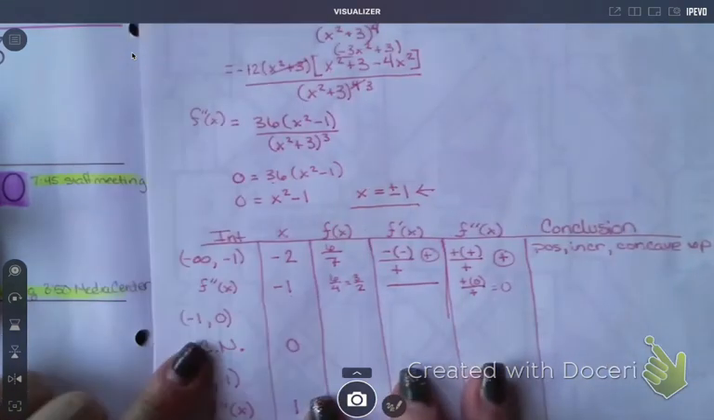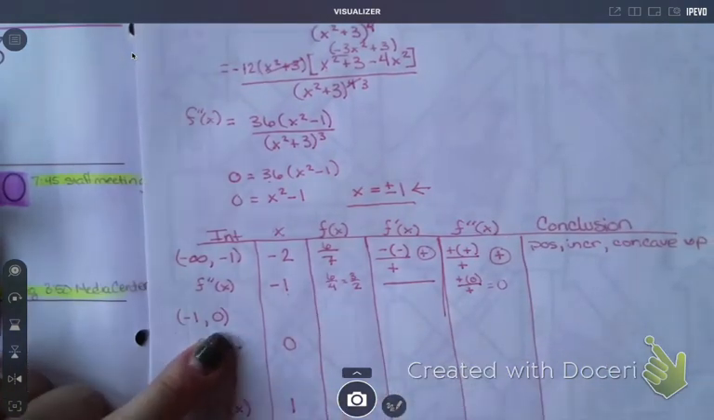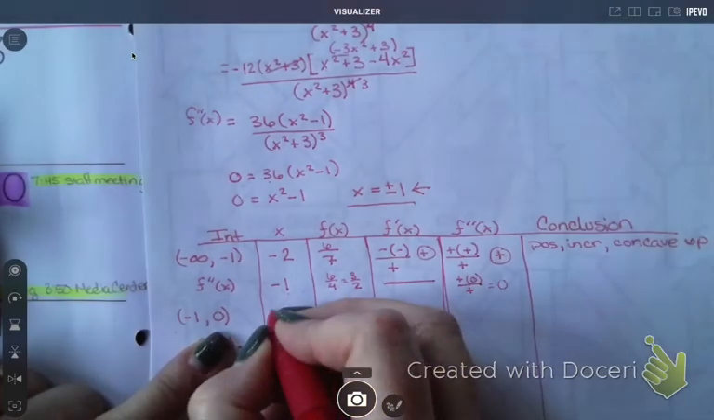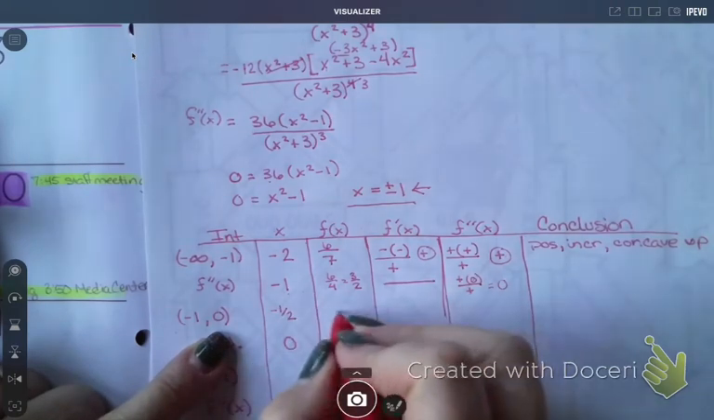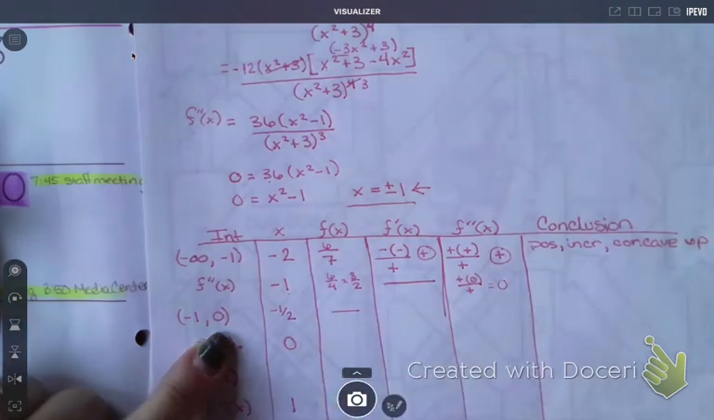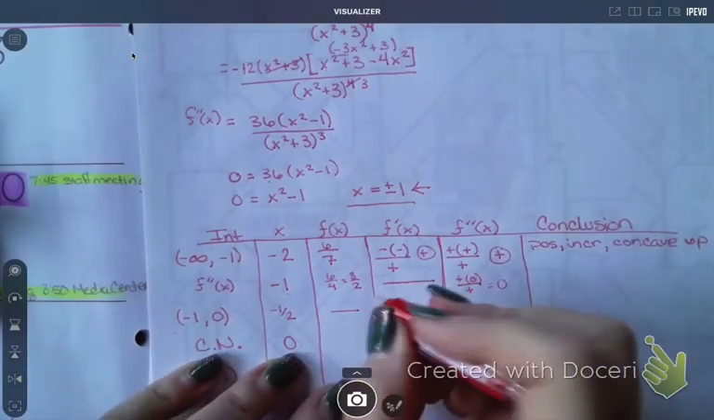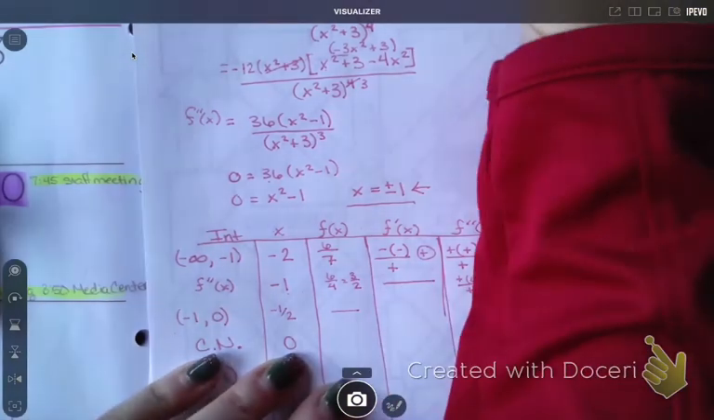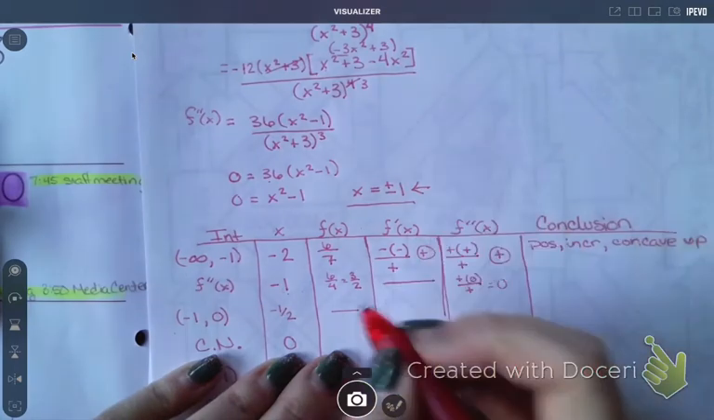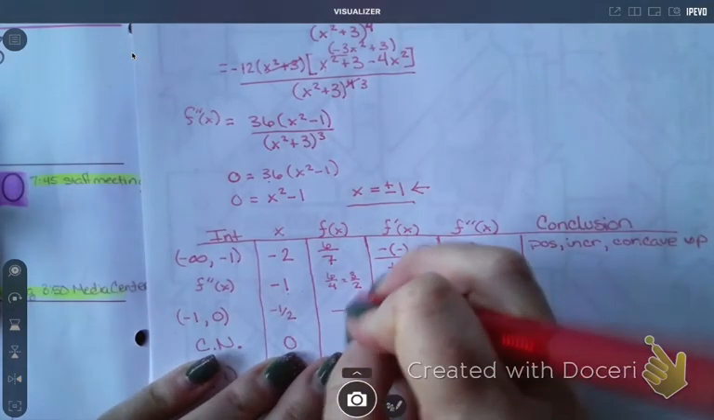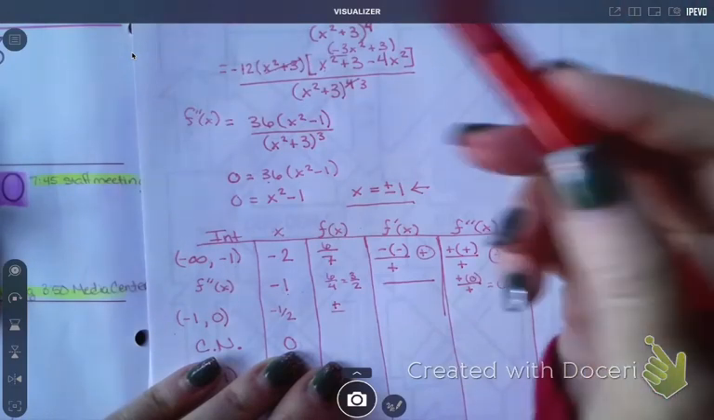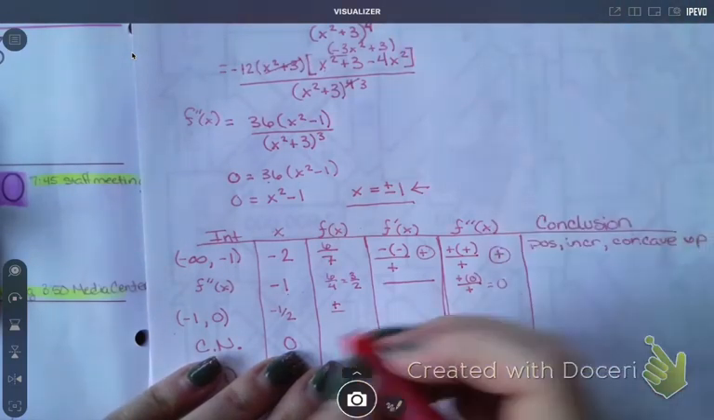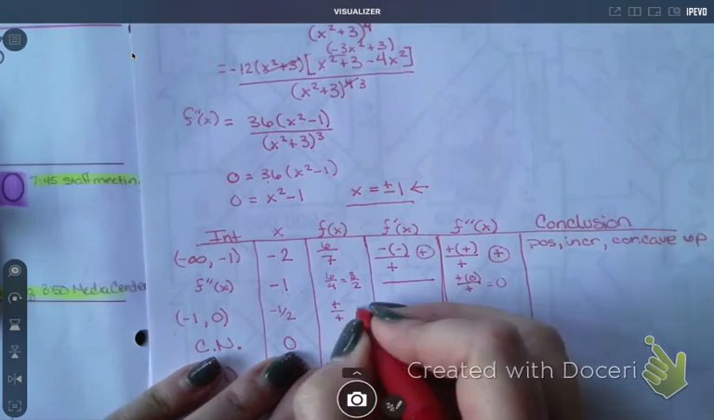So I need between negative 1 and 0. Negative 1/2. I don't want to plug negative 1/2 into the first, do you? No. We could do positive, negative. We'll do that. So if I plug it into the first, 6 is always positive, right? Negative 1/2 squared is still going to be positive. So this graph is still positive, isn't it?